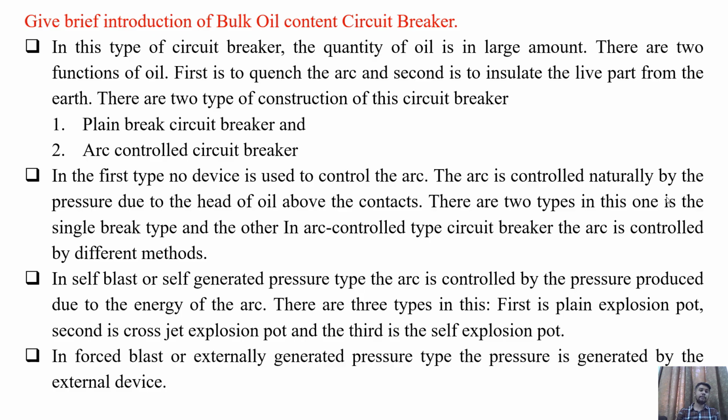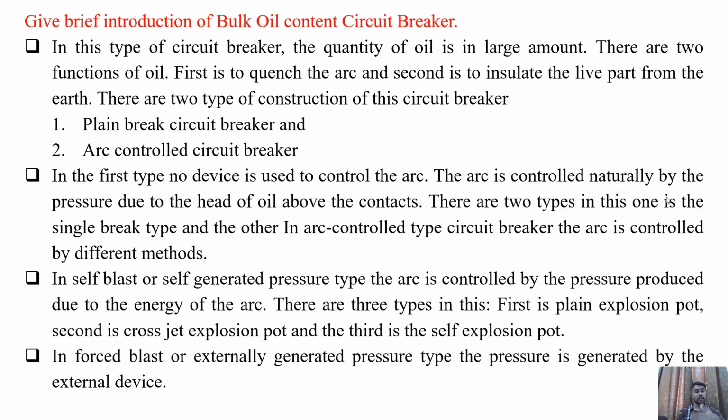In the first type, no external device is used to control the arc. The arc is controlled naturally by the pressure due to the head of the oil above the contact level. There are two types in this: one is the single break type and the second one is the double break type. And in arc control type circuit breaker, the arc is controlled by different methods.